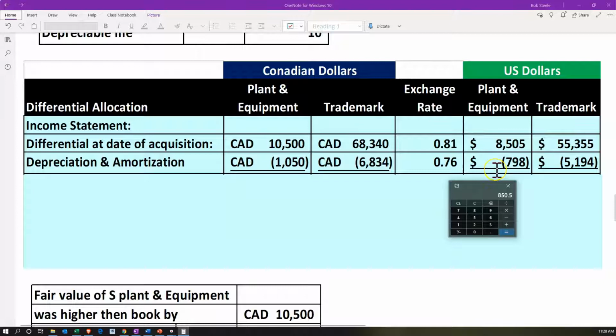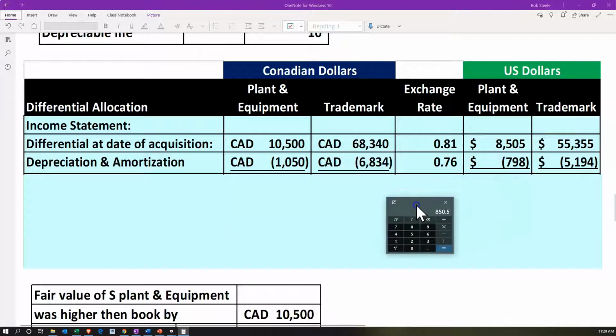Now you might say, for comparison's sake, if I took the 8505 divided by 10 years, we don't get the same number. So we can't do it that way because we used a different rate here. So it doesn't work that way. Right? So that's going to be the kind of tricky thing.